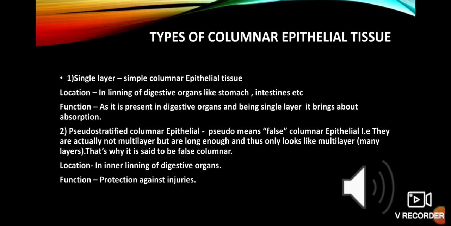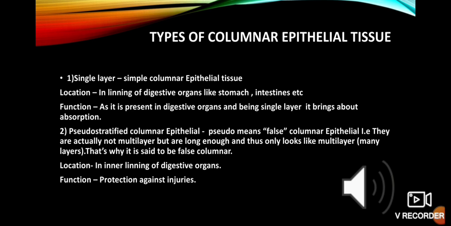Now the second type of columnar epithelial tissue is the pseudostratified columnar epithelium. Here we have not used the term stratified. Stratified is mainly used for the multi-layer tissues, but this does not have a multi-layer tissue. It looks like a multi-layer, but it is not multi-layer. That's why we have used the term pseudo. Pseudo means false. So here the cells are not in many layers, but they are very tall. One cell is very tall, and being tall it looks thick.